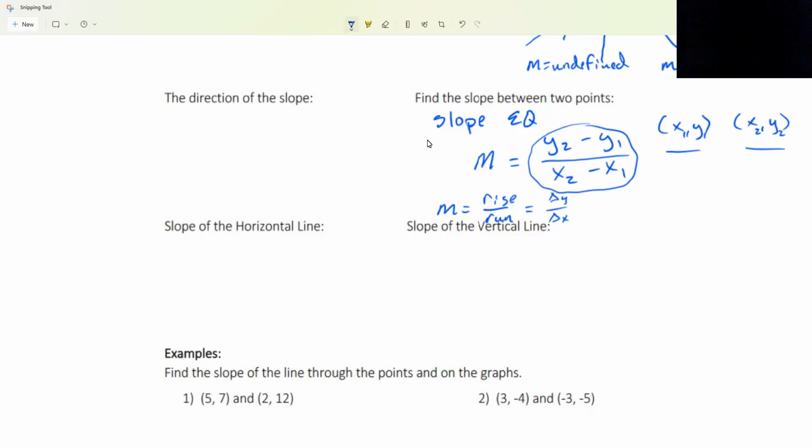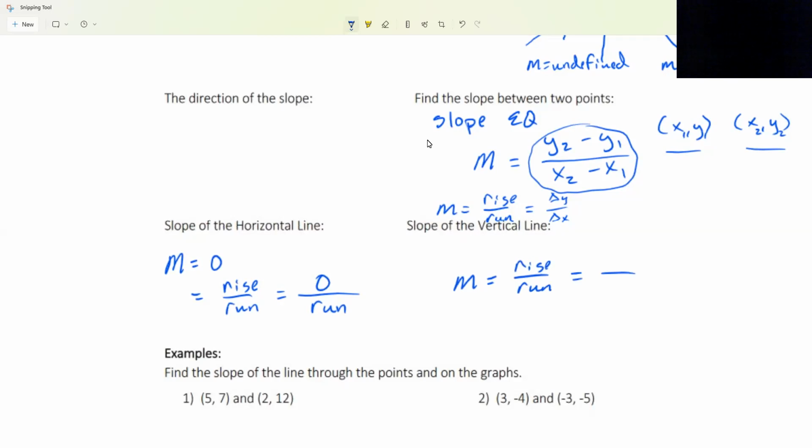The slope of a horizontal line, like I told you before, is equal to 0. Remember, this is the rise of the line, and a horizontal line is all run and 0 rise. It's not going up or down, so you're going to end up with the slope equal to 0. The slope of a vertical line is still the rise over the run, but in this case, it's all rise because it's going straight up and down, and 0 run. Division by 0 is going to be undefined.